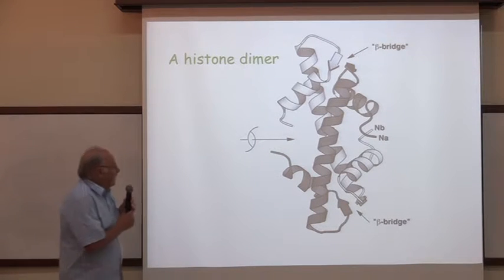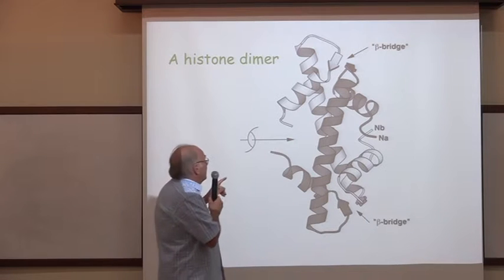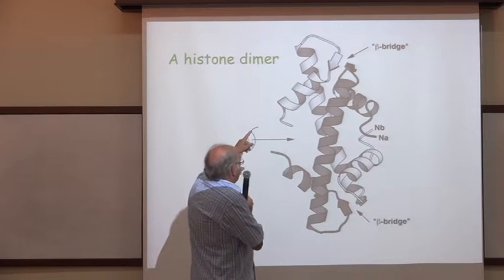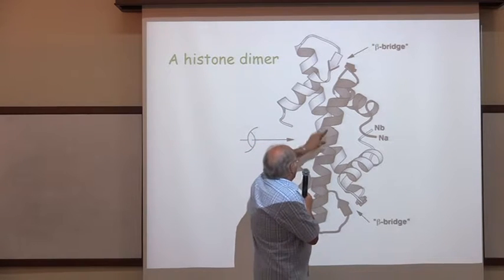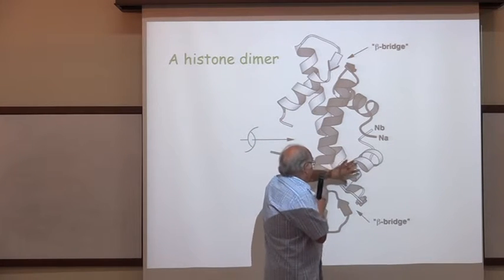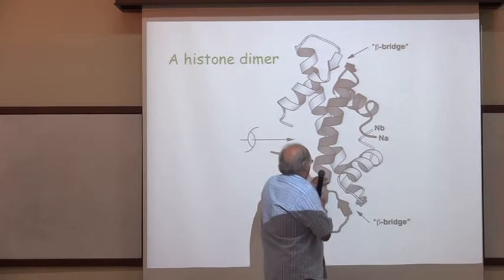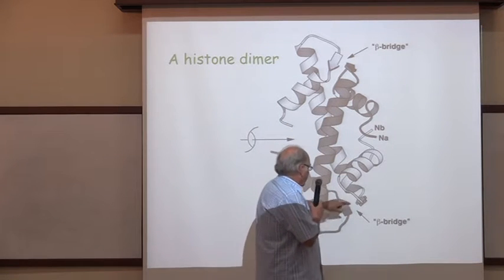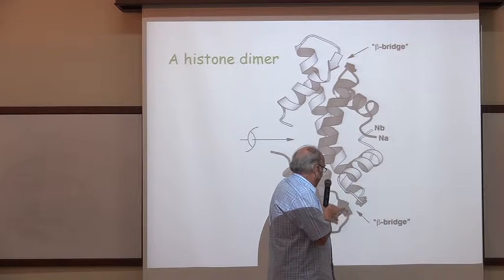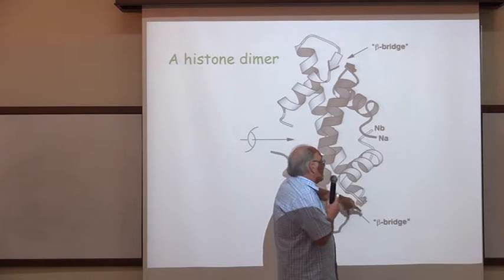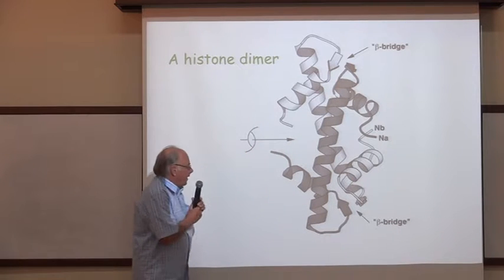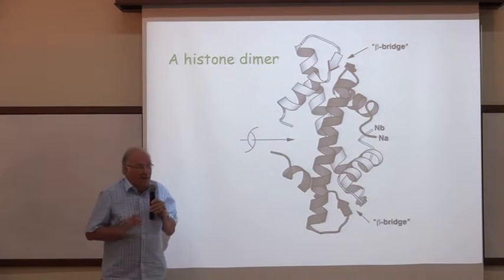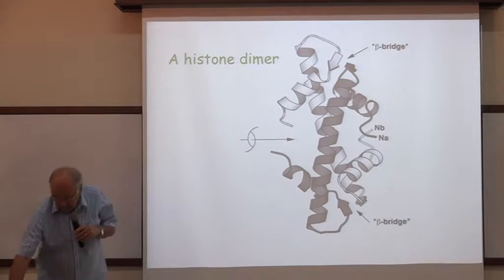So here's then a histone dimer. Here we see two of the histones, maybe H2A and H2B. You see the two long helices here, they pack against each other, and then the short helices are top and bottom. And there's also a small piece of beta structure here between two short pieces up there and also up there, a beta bridge it's called, making contacts between the two monomers.